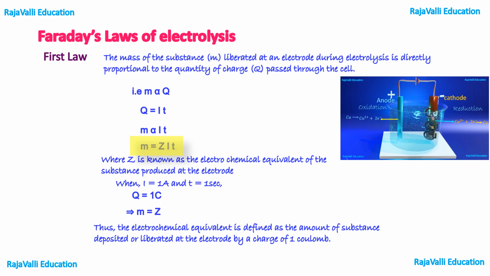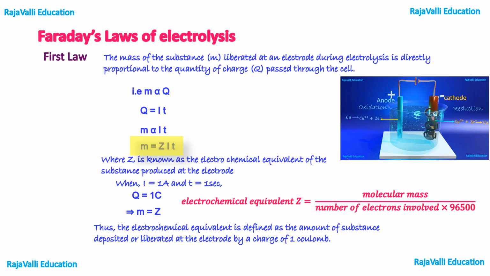We can calculate the electrochemical equivalent of the substance produced at the electrode as equal to the molecular mass of the substance divided by the number of electrons involved in that reaction into 96,500 coulomb. By using these Z, I and T, we can calculate the amount of the substance liberated at the anode or deposited at the cathode. Thank you.